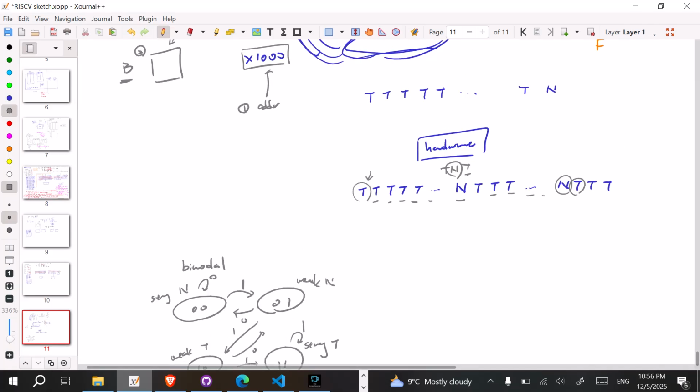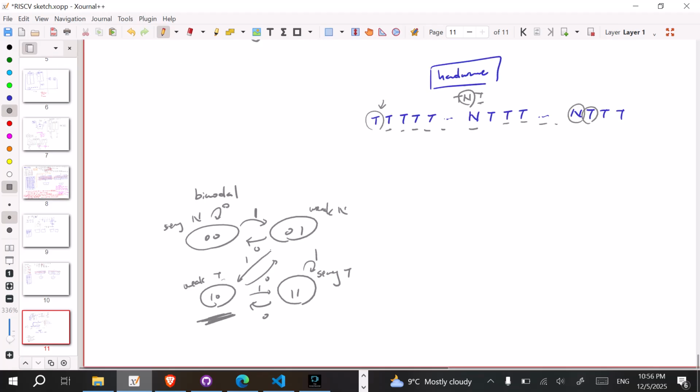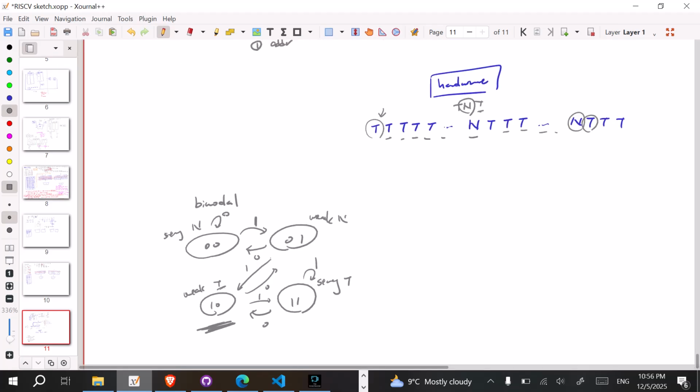But then the next one, it's going to predict taken again, and so you can see that the misprediction only suffers this N, but then the T is still fine. I only go from strong taken to weak taken, but I still predict the next one as taken. So in this case, I only have a misprediction of 1, and the bimodal essentially turns out to be quite good because of the hysteresis.